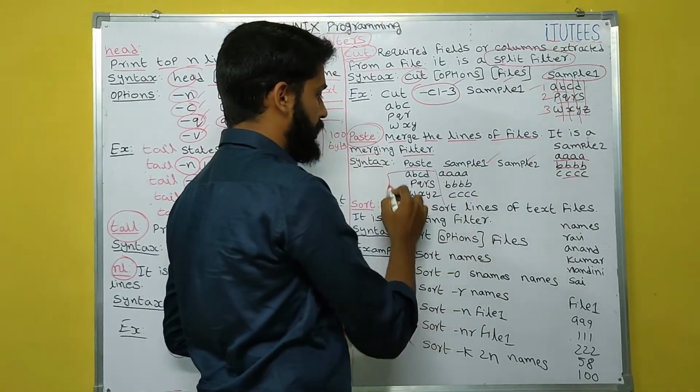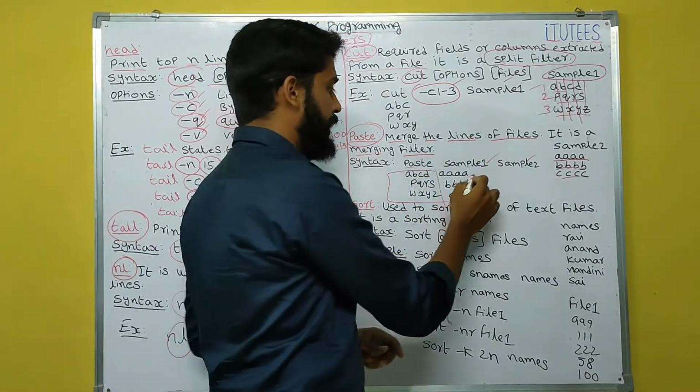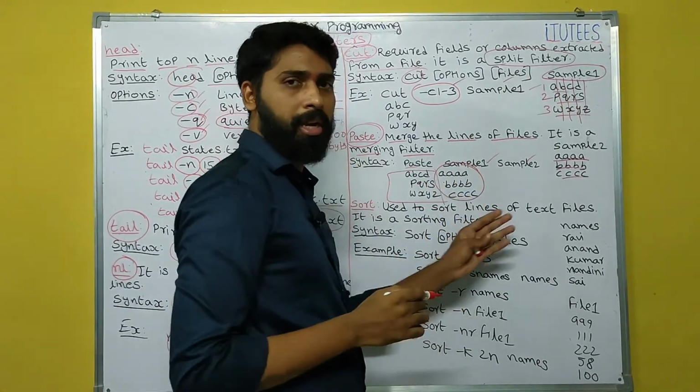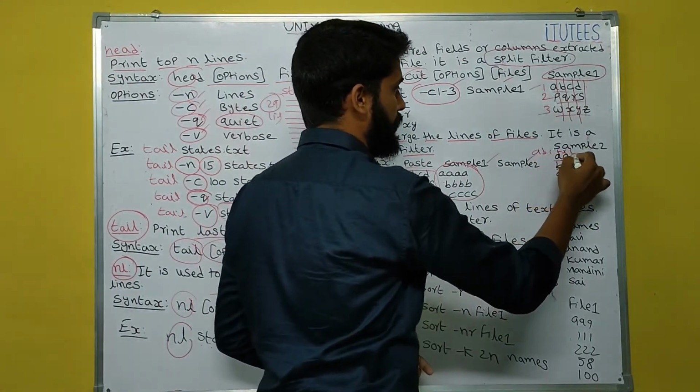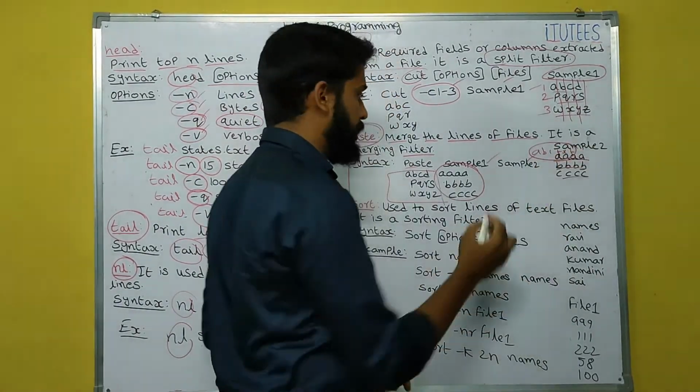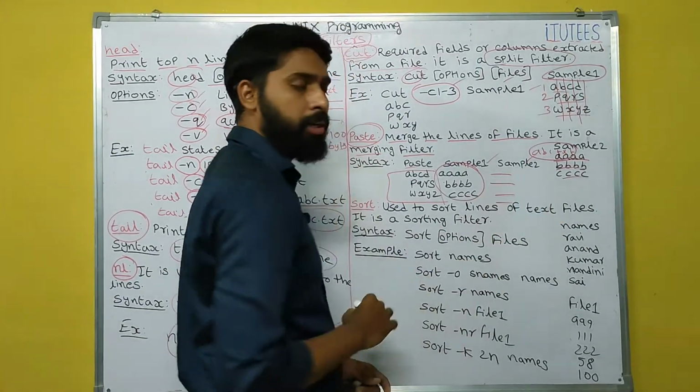In the first column it displays the lines in file 1. In the second column it displays the lines in file 2. If you give another file, abc.txt for example, then the lines in abc.txt are displayed in the third column.